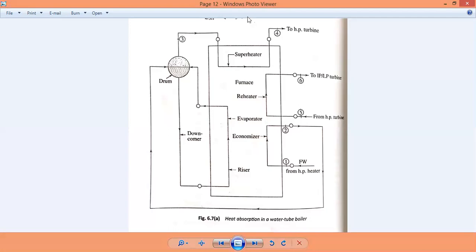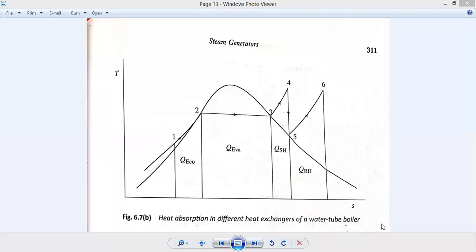So what we got here is the thermodynamic chart in a T-S background, where we are following the path 1, 2, 3, and 4. From 1 to 2, it is the economizer. 2 to 3 is the evaporator inside the boiler, and from 3 to 4, it is the superheater itself.